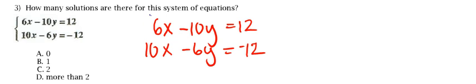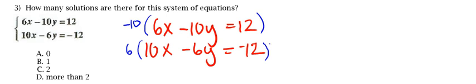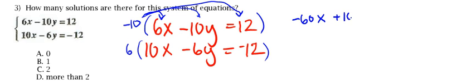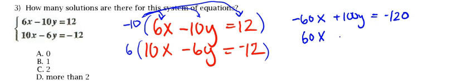However, if I'm tricky, how about I try multiplying the top equation by negative 10, and the bottom equation by 6. Why would I do that? Well, if I did that, look what's going to happen. Once I distribute, you've got to give it to everything. Please don't forget this last number. I get negative 60x plus 100y equals negative 120. And on the bottom, I get positive 60x minus 36y equals negative 72.